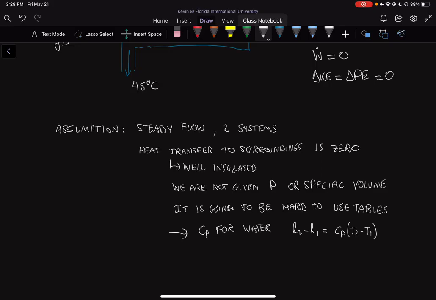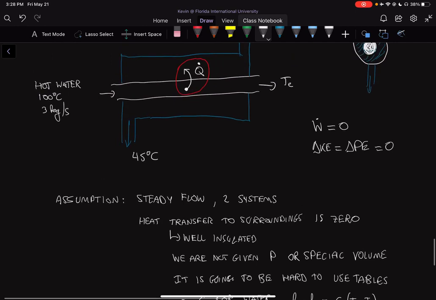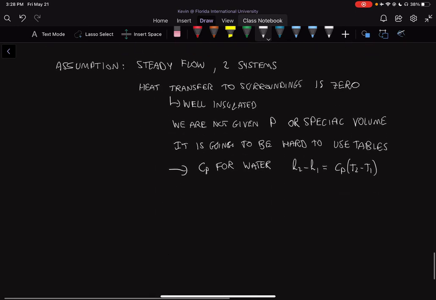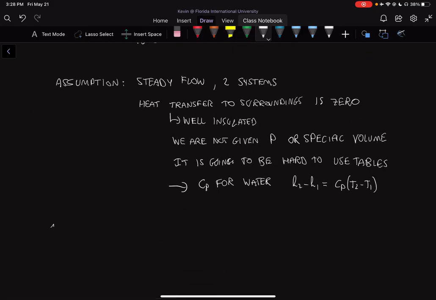So moving on from that, we now have to apply the first law to our system in order to find our Q dot. So how do we go about this? Well, there's two ways we can do it. We can apply the first law to the cold water side, or we can apply the first law to the hot water side. And reminder, our goal is to find Q dot.